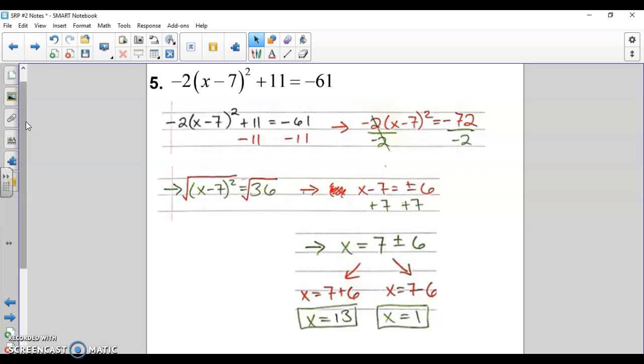I got a printout of these notes. You're going to do a worksheet going right along with these examples. If you have questions, email me, hit me on Remind, through Google Classroom, whatever you need to do. But that's it. Hopefully this works for you guys.